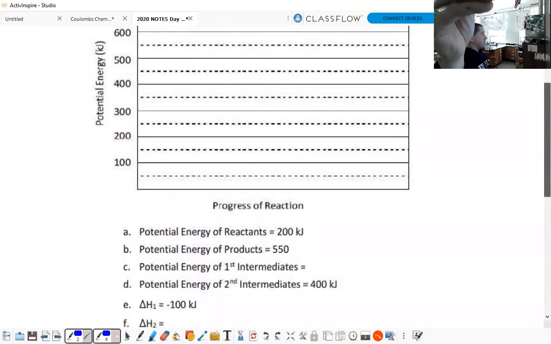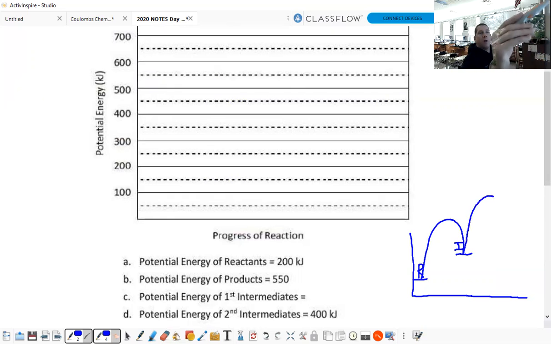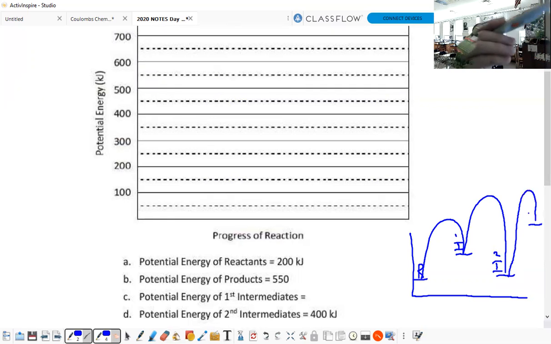All right, so we have the potential energy of the reactants and the products, but now we have a first intermediate and second intermediate because it's a 3-step. So the general shape, once again, we have reactants. We're going to have a hill and we're going to get the first intermediates. Now it could be endothermic, it could be exothermic. We're going to have now the second intermediates that are formed. So we have the first intermediates, the second intermediates, and then we have the products.